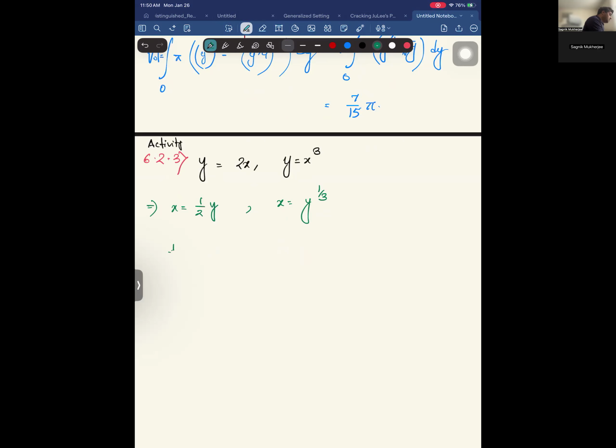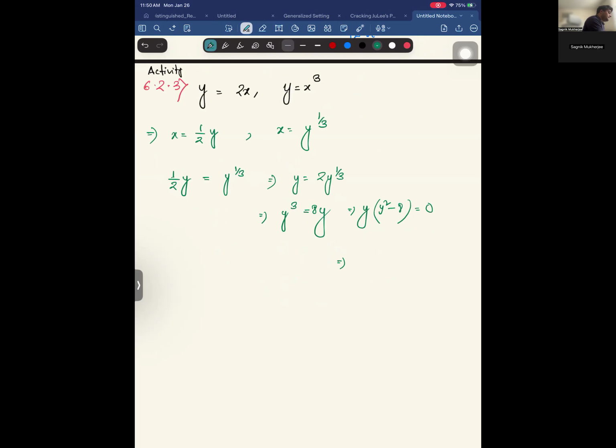So half y equals y power 1/3. That means y equals 2 y power 1/3. If you want, you can cube everything out. So y cube equals 8y. That means y times (y squared minus 8) is 0. That means y is either 0.